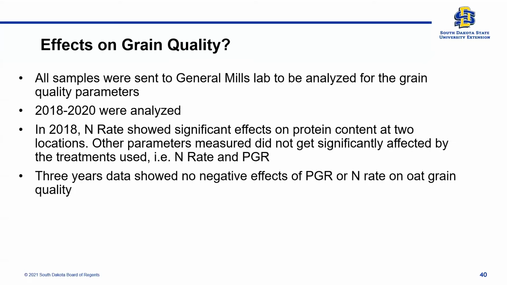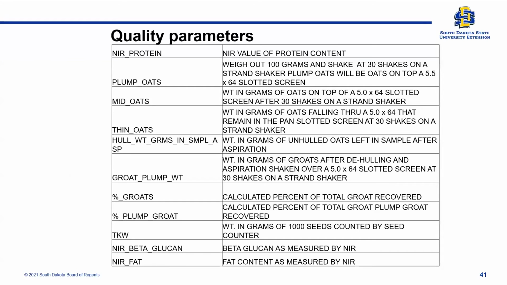That is, both N rate and plant growth regulator. And for 3 years of data, 18, 19, and 20, we sent the samples, and we didn't see any. We see similar results. There's no real impact of having that extra PGR on the grain. So these are the grain quality parameters. That's the standard definition on the right, and then some of the abbreviated forms on the left of the screen you see.